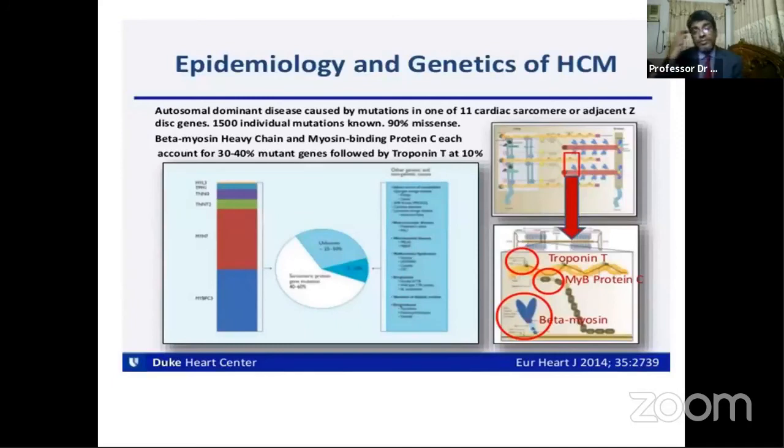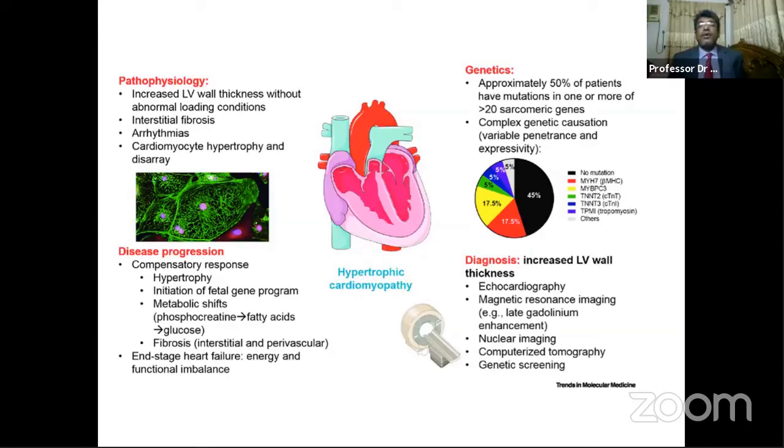Now we have to have some discussion about hypertrophic cardiomyopathy, an autosomal dominant disease caused by mutations in one of the 11 cardiac sarcomere or adjacent disc genes. There are a lot of gene mutations, with structural protein changes, and approximately 50% of patients have mutations in one of these genes. Diagnosis is by increased LV wall thickness, detected by echocardiography, MRI, nuclear imaging, computed tomography or genetic screening.